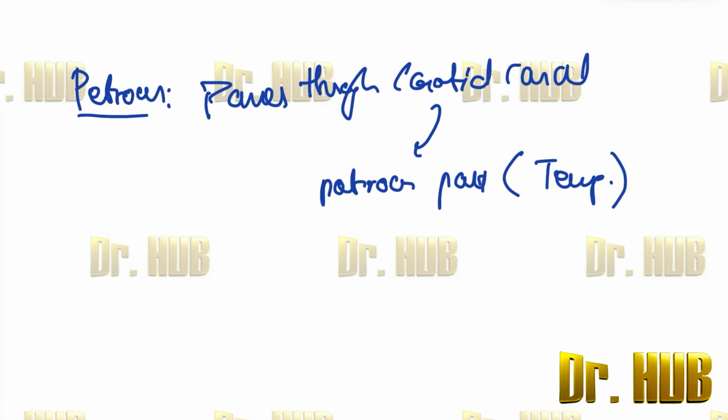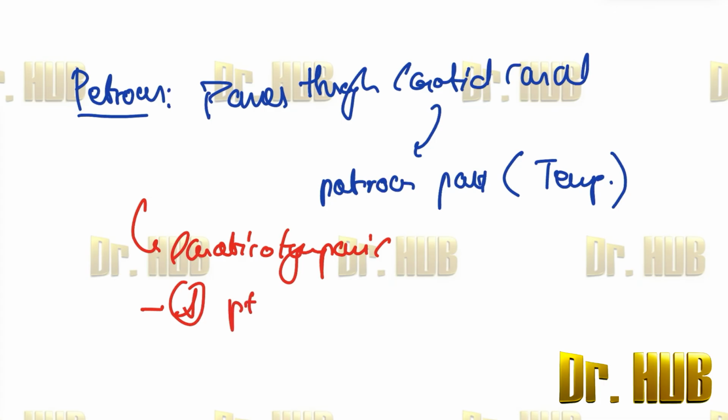Next, the branches of the petrous part. It has a caroticotympanic branch as well as the artery of the pterygoid canal.